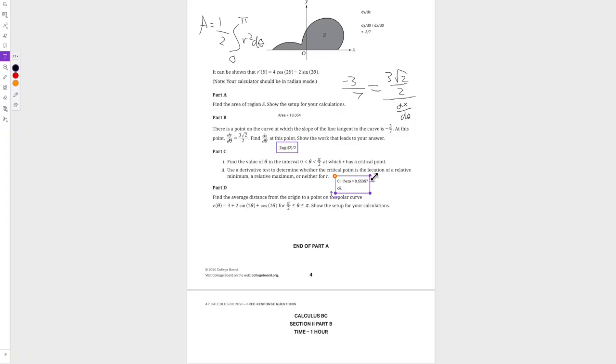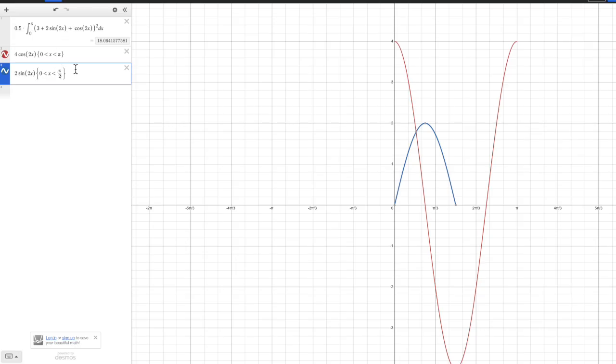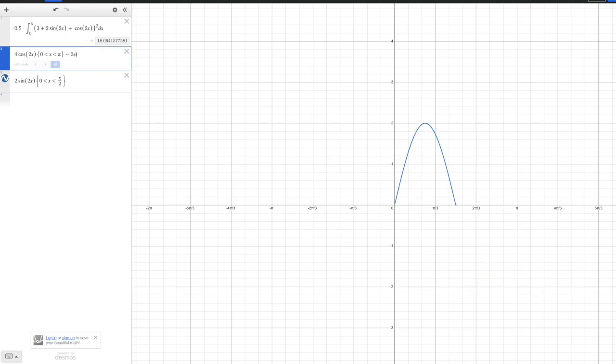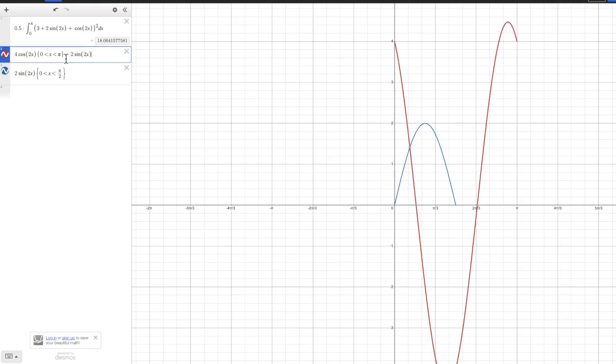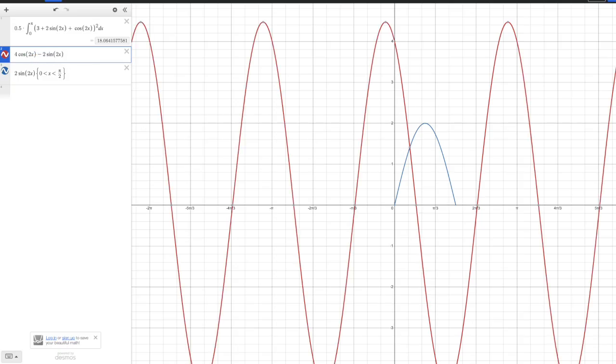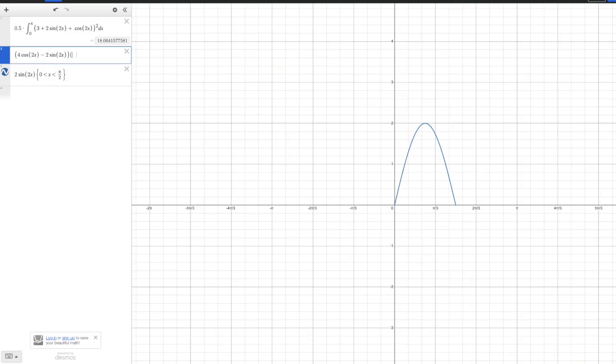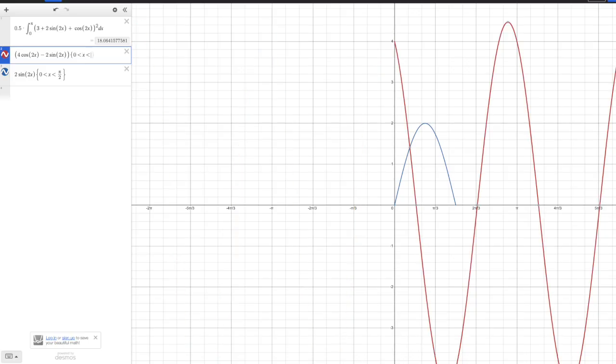Alright, now C-II. Use a derivative test to determine whether the critical point is the location of a relative minimum, relative maximum, or neither. In order to use a derivative test to determine the critical points of the function, we can just look at its derivative function. So let's just graph it actually. 4 cosine 2 theta minus 2 sine 2x. So we're going to subtract this, and we're going to set the bound to, let's say, 0 to x to pi over 2.